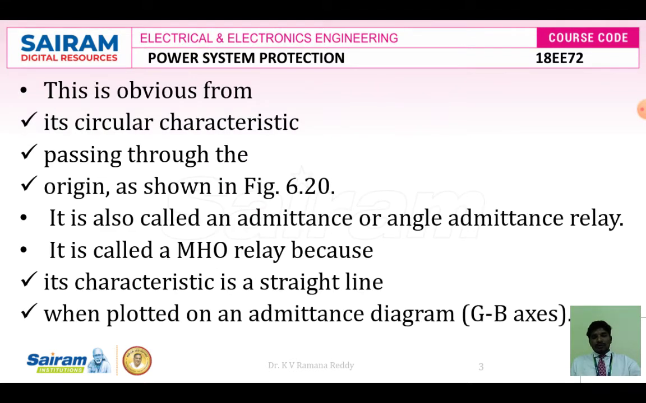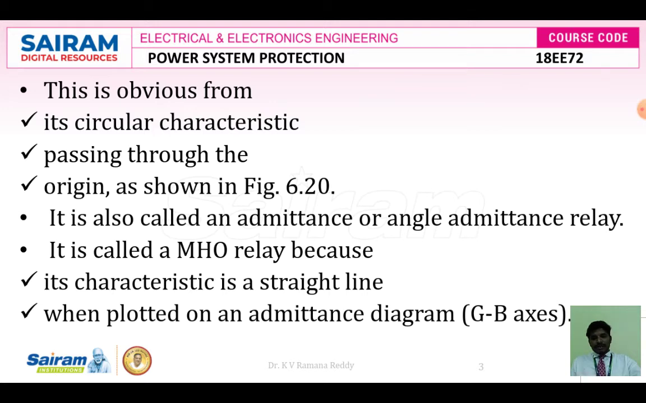So the Mho relay is called a directional relay. When current comes in the opposite direction, the relay will function like an overcurrent relay. It is also called an admittance or angle admittance relay, because it is called a Mho relay.